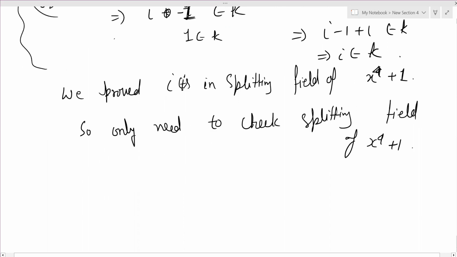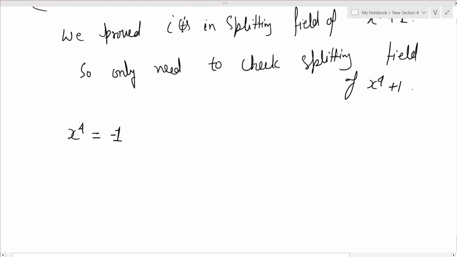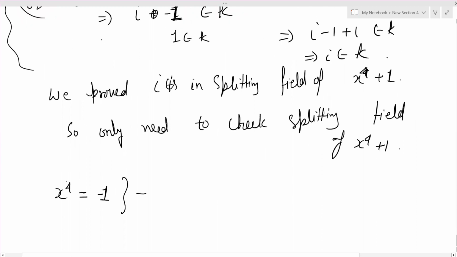What is the degree of the splitting field of x to the power 4 plus 1? So x to the power 4 plus 1 means x to the power 4 equals minus 1, right? What is the degree of the splitting field they are asking for? So see, here we write all the roots: e to the power ι(2k plus 1)π by 4.